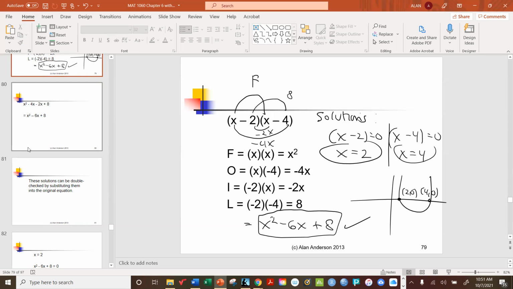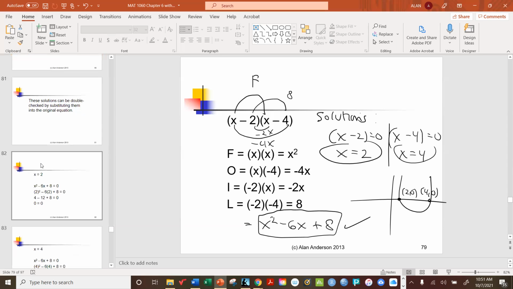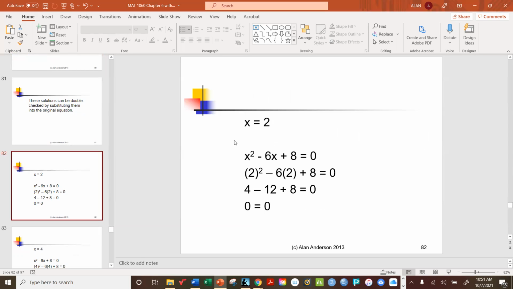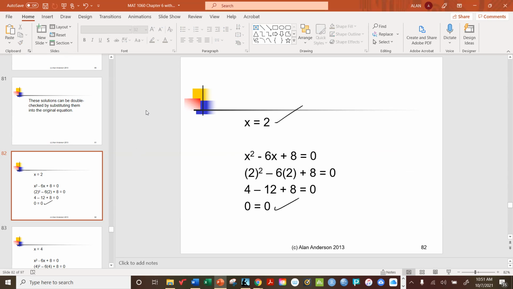All right, let's do that. So we'll try x equals 2 first. We want to confirm that when plugged into the original expression, gives us an answer of 0. All right, let's do that. So you can see what I've done. I've plugged in 2 for x. Each x becomes a 2. Then I've got 2 squared, which is 4, minus 6 times 2, which is 12, plus 8. And when you combine those, you do, in fact, get that 0 equals 0, which means we've done this correctly.